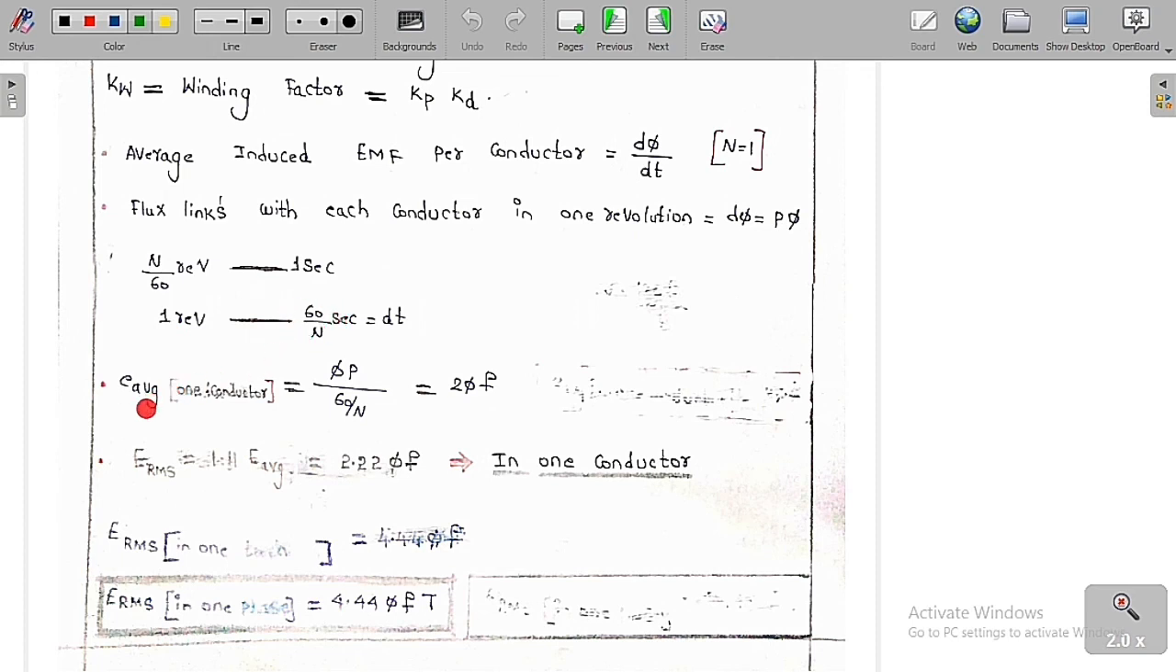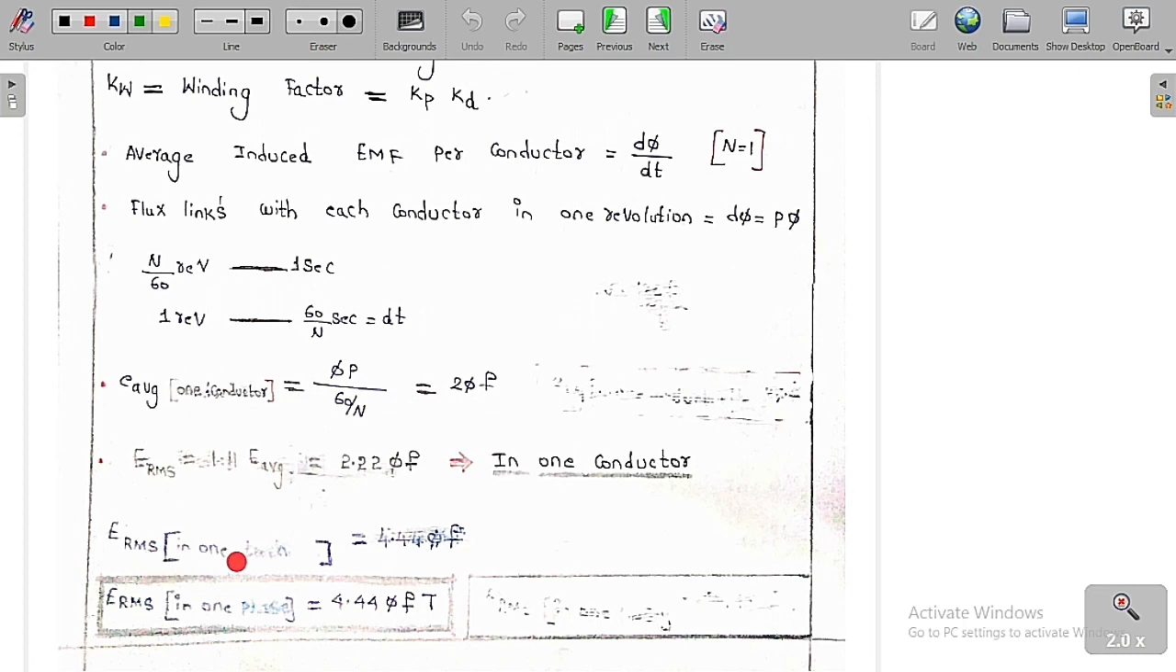So the average value of the EMF induced per conductor is equal to the total flux by the total time. The total flux is P phi, and the total time for one revolution is 60 by N. Now N is equal to 120 f by P, and if you simplify this, we get 2 phi into f. This is the average value, but I want the RMS value. RMS value is equal to 1.11 into the average value, so we get 2.22 into phi into f. This is the RMS value of the EMF induced in one conductor.